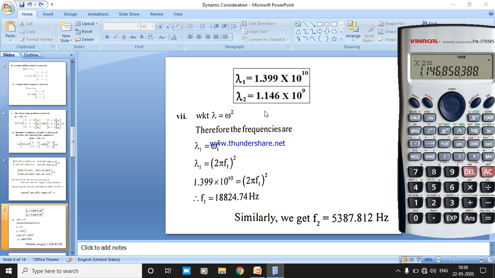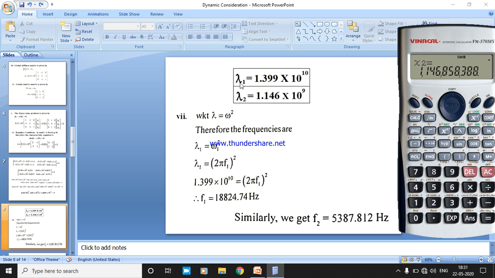From the eigenvalues, whatever frequencies you get are called natural frequencies. We know that lambda is equal to omega square, where omega is the angular velocity. This is the formula we know from mechanical vibrations. I already studied it in two or three chapters of dynamics, free vibration and forced vibration. There you will get lambda equal to omega square. Therefore the frequencies: omega is 2 pi f.